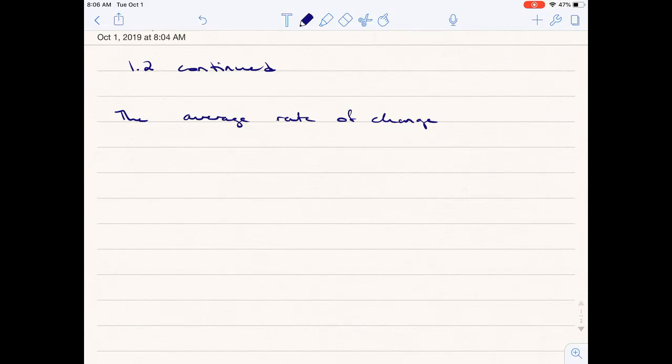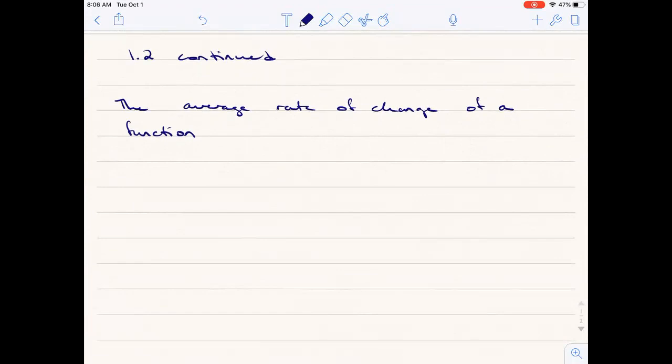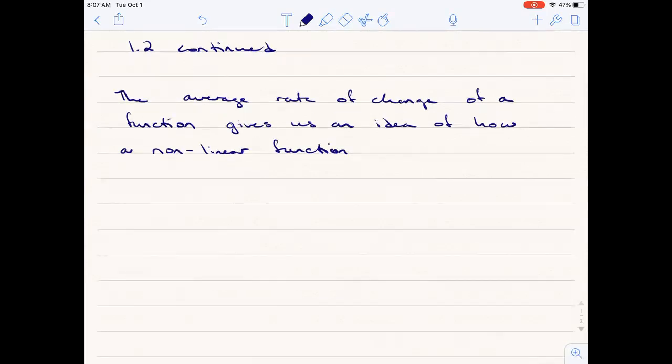All right, so the average rate of change of a function gives us an idea of how a nonlinear function behaves over some interval. Behaves over an interval.